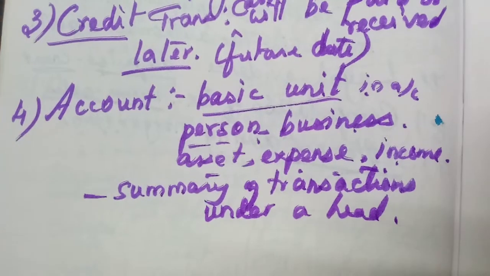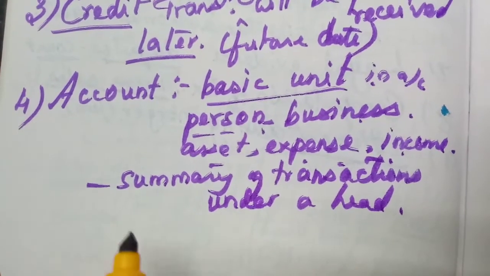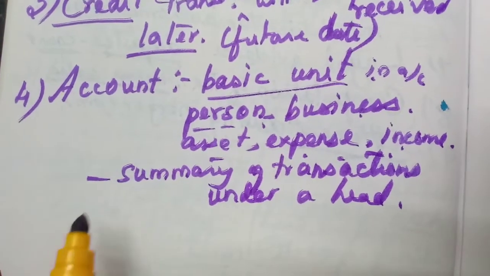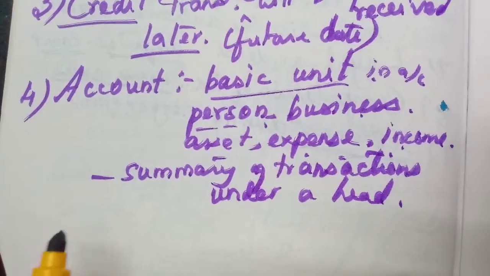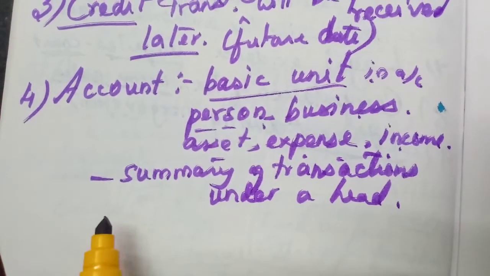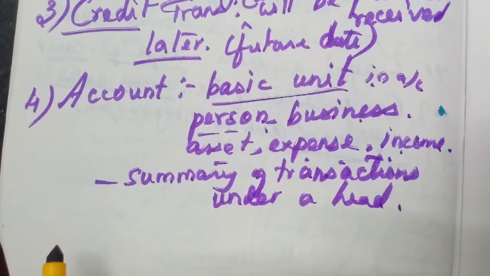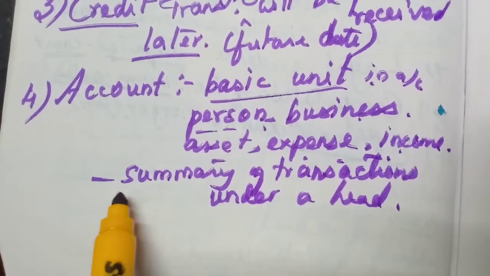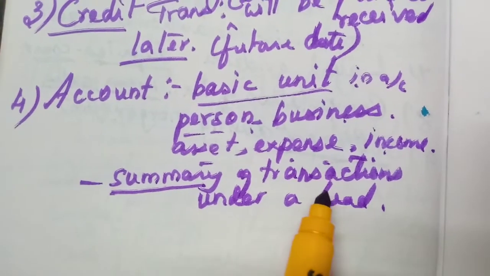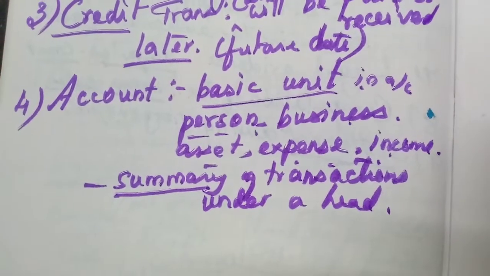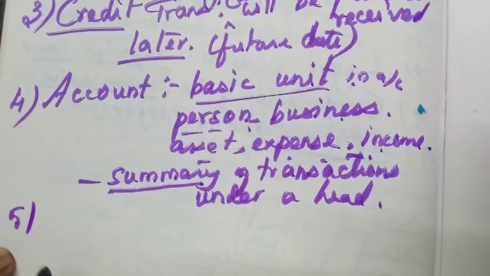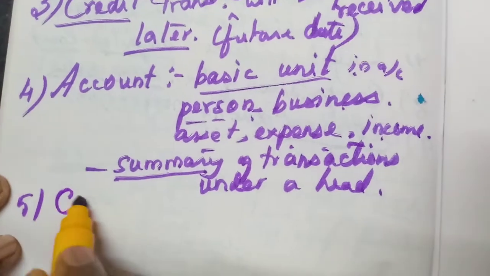So if we open an account in the name of a customer, we can see all the transactions: what all he has purchased, how much he has paid, how much goods he has returned to us, and what is the closing balance. So we can see the whole thing under that head. So it is a summary of transactions. That is account. The next term, capital.